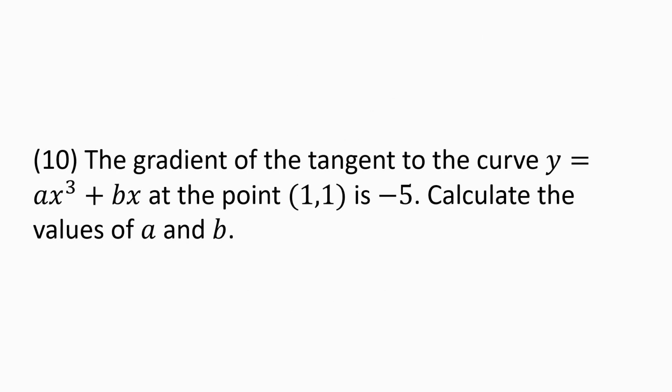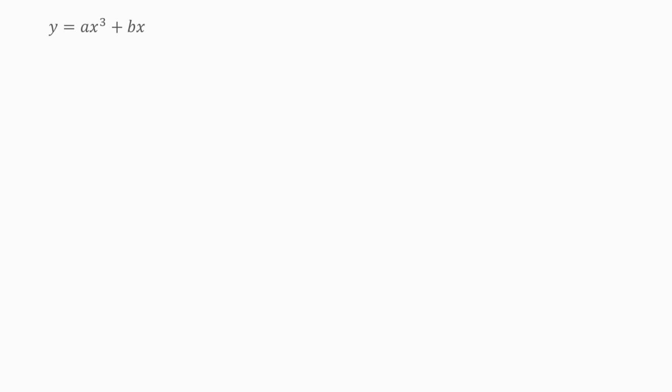Question 10. The gradient of the tangent to the curve y equals ax cubed plus bx at the point (1, 1) is negative 5. Calculate the values of a and b. So we know that the equation of the curve is y equals ax cubed plus bx, and the gradient of the tangent at point (1, 1) is negative 5.